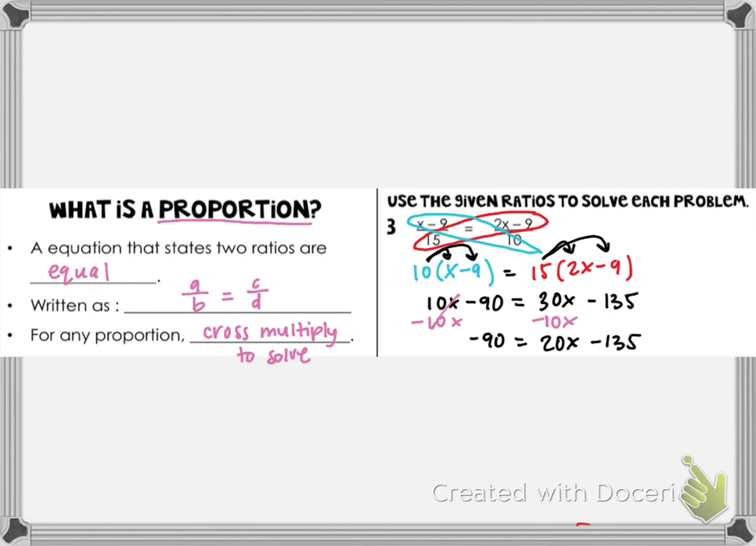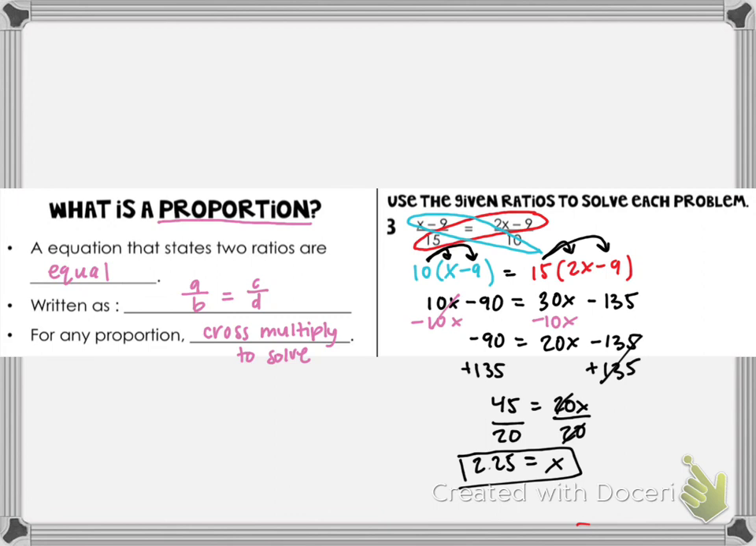And then I'm going to add 135 to both sides to get the variable by itself. That cancels. And then I'm left with negative 90 plus 135, which is going to be 45 equals 20x. And then the last step is to divide both sides by 20. Looks like we're good at decimal. x equals 45 divided by 20, which is 2.25. And that is our answer.